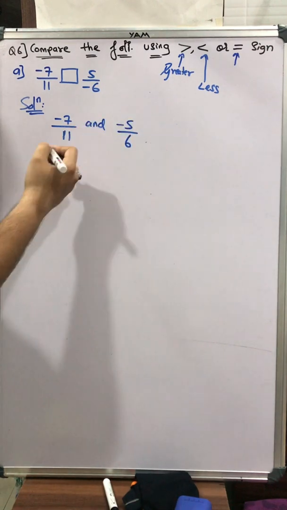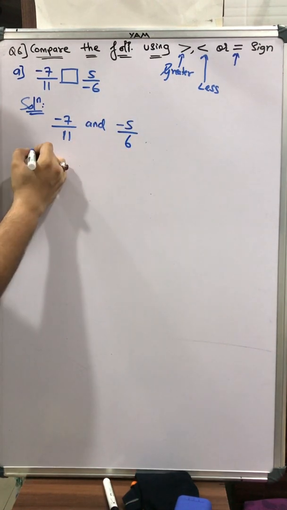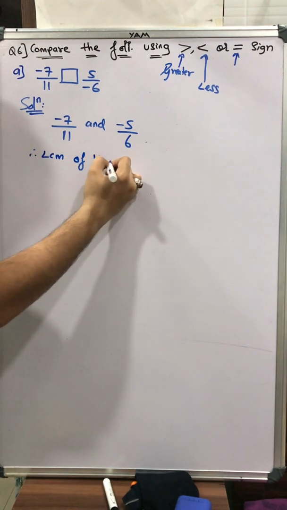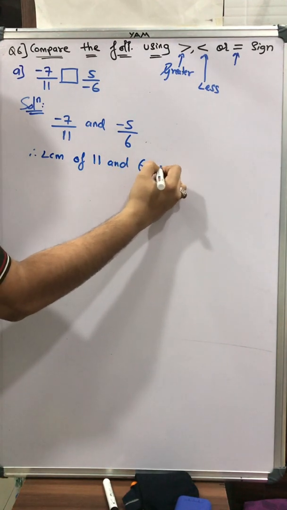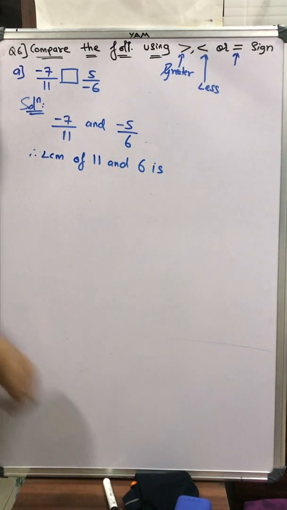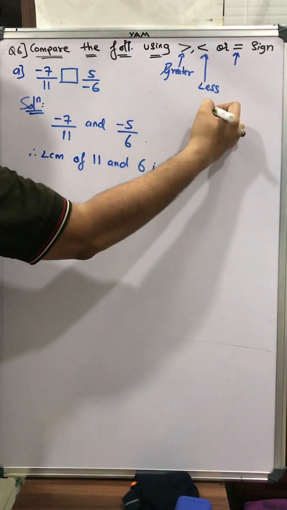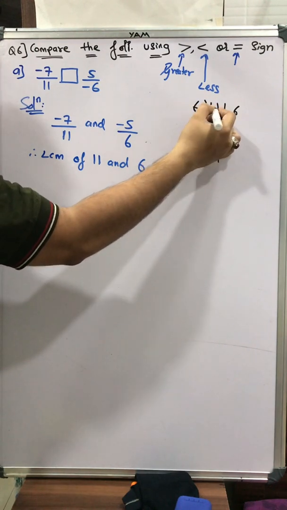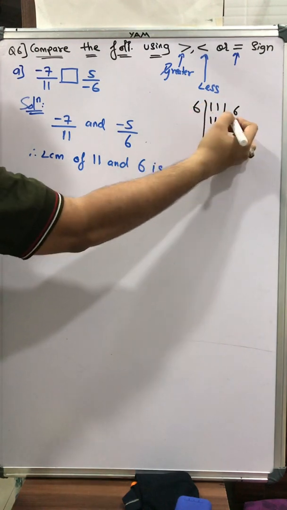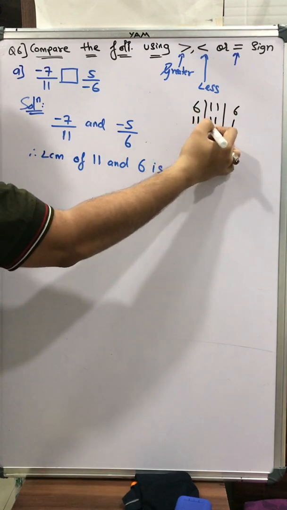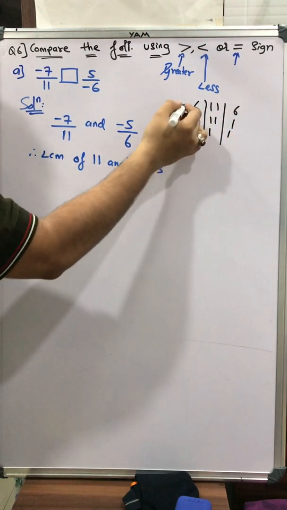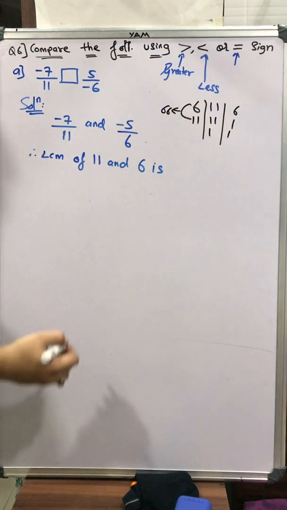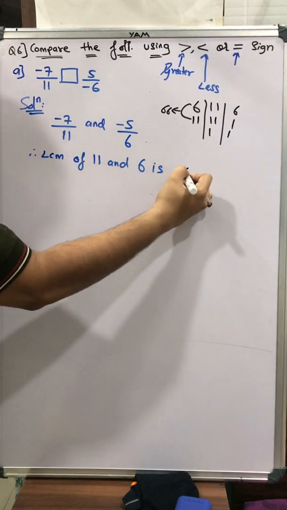So students, what I will do is, I will take the LCM of 11 and 6. Therefore, the LCM of 11 and 6 is, how to find LCM? See here, I'll write 11 here, I'll write 6 here. I'll start with 6. 6 does not go in 11, so I'll just copy 11 as it is. 6 ones are 6. Now 11 ones are 11, and here 1 as it is 1. So 6 into 11 is 66. So the LCM of 11 and 6 is 66.